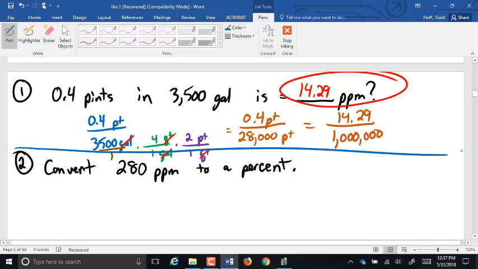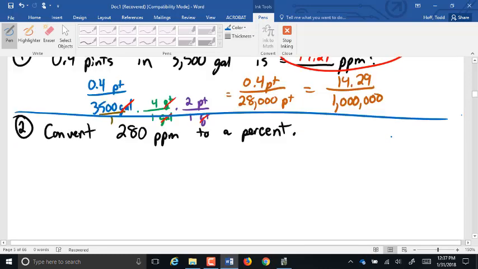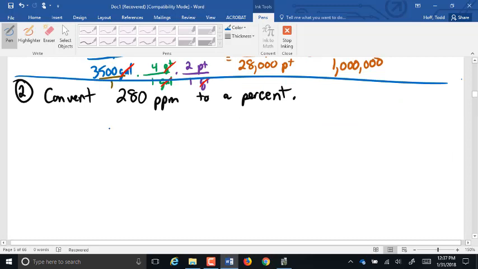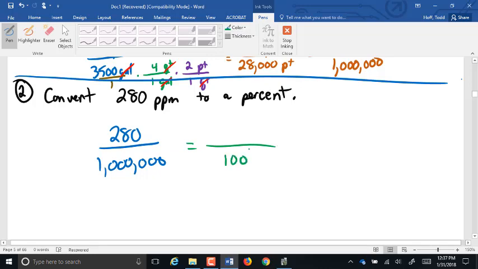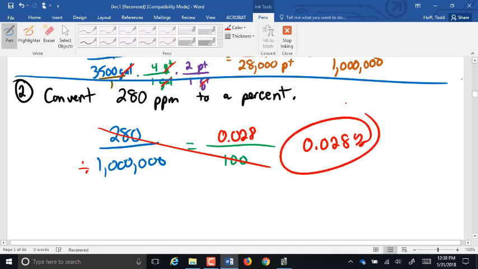Okay, so convert 280 parts per million to a percent. That's 280 out of a million. A percent would be out of 100. Pen's getting a little touchy. Cross multiply and divide there. That is 0.028 out of 100, or 0.028%. What do you think?